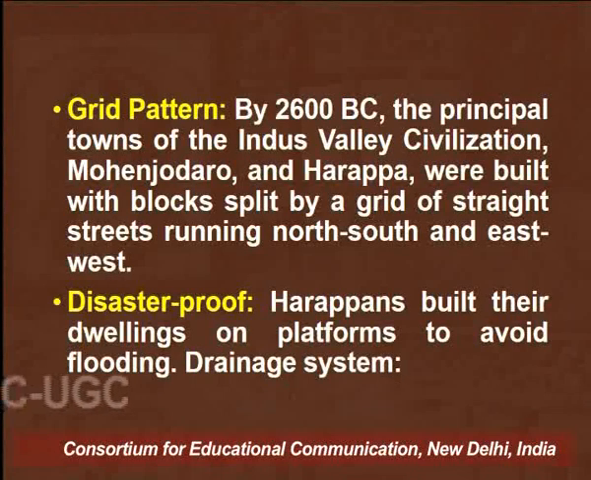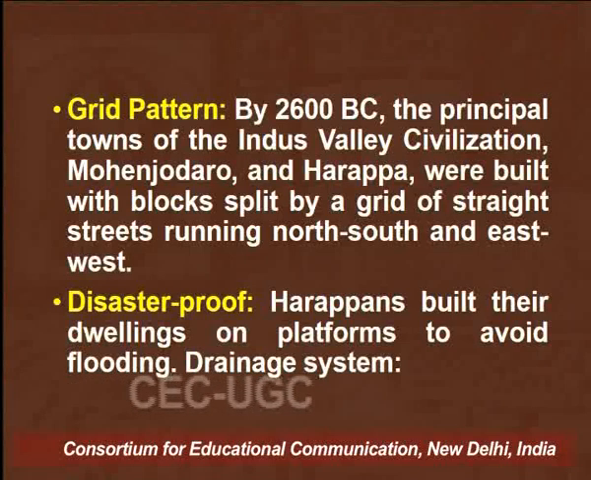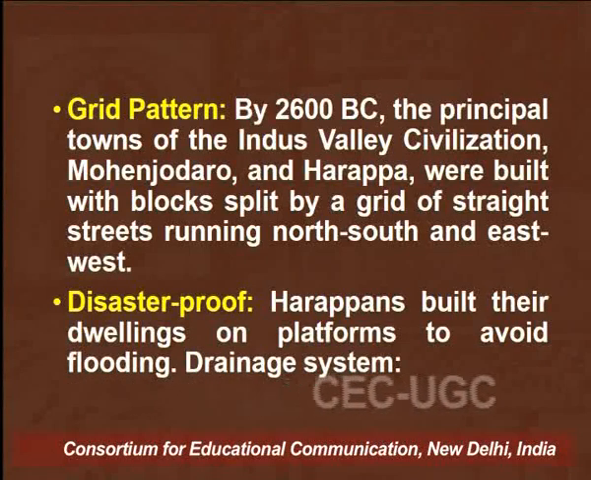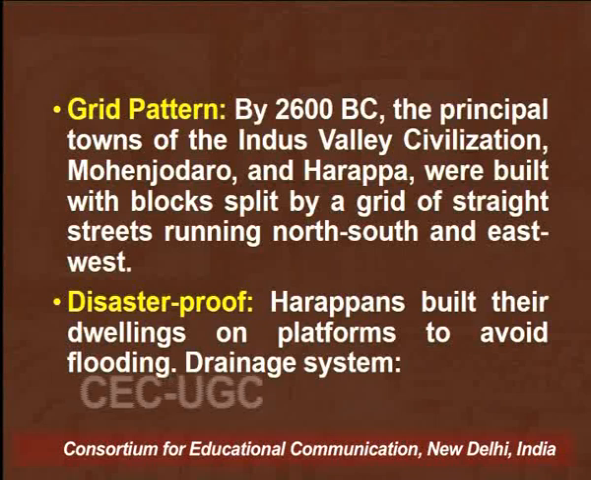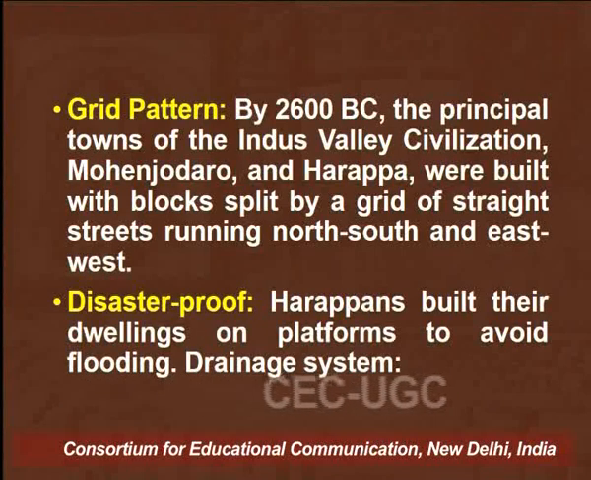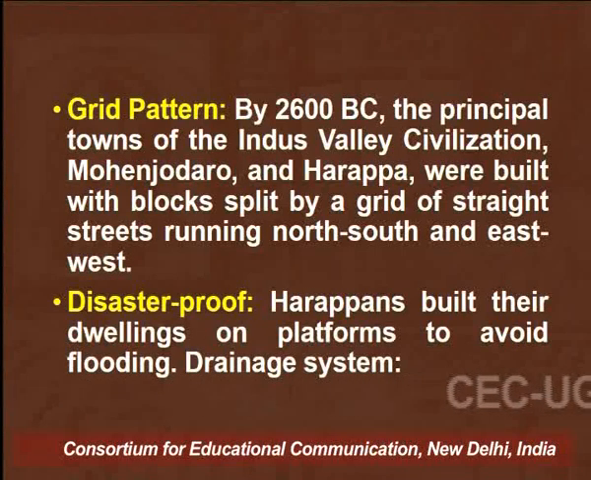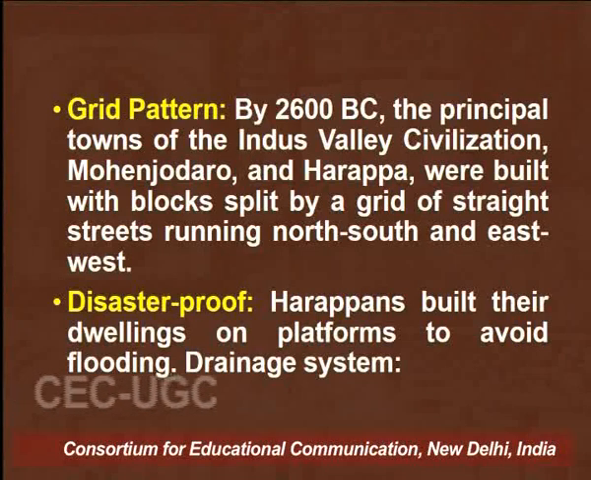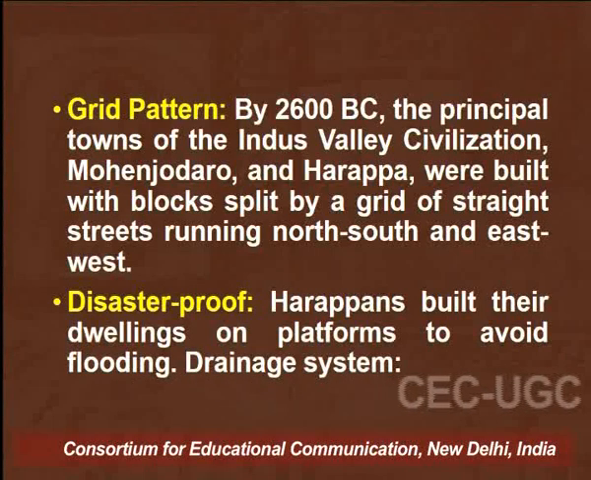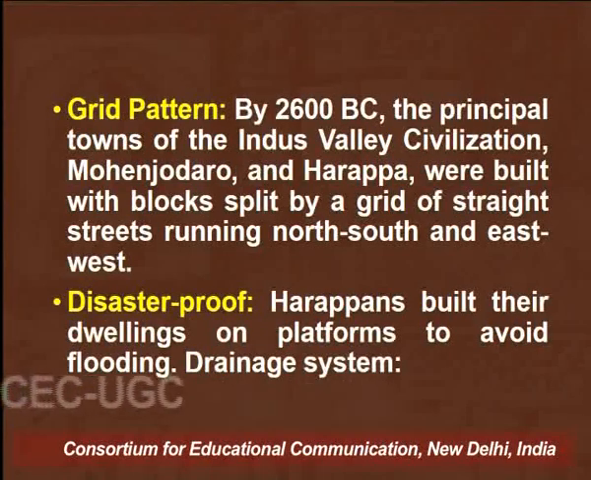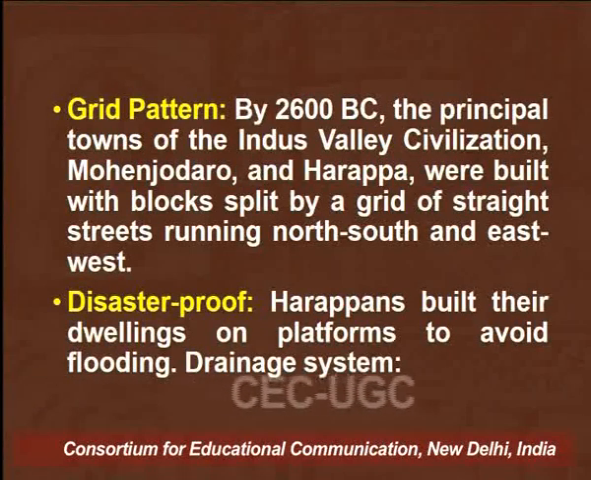By 2600 BCE, the principal towns of Indus Valley civilization, that is Mohenjo-daro and Harappa, were built with blocks split by a grid of straight streets running north to south and east to west. Also, these dwellings were built on platforms to avoid flooding. So, one can say that the buildings during this period were disaster proof.